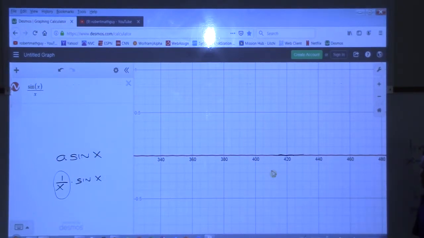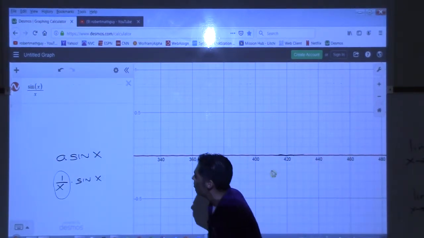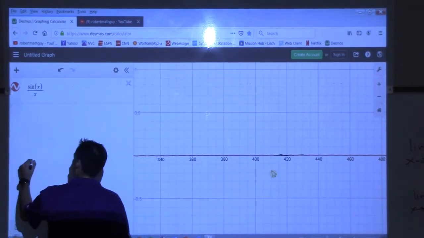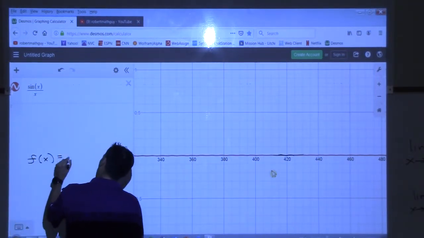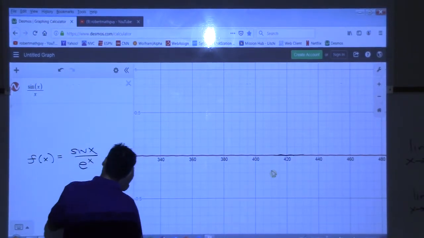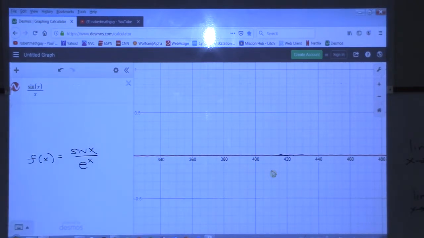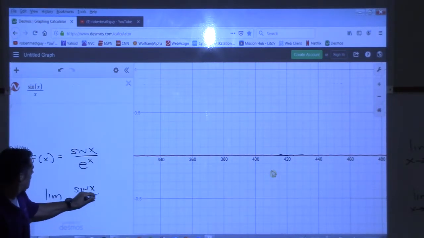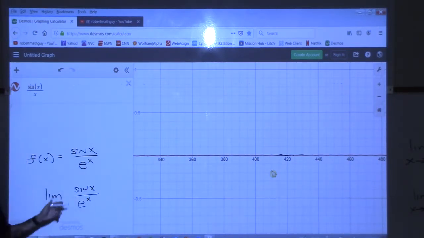Why are these useful functions? Let me show you another one. This one right here: sine x over e to the x. Now we haven't talked about e to the x much, but what would happen if I take the limit as x goes to infinity of sine x over e to the x? So we already know on the top it's bounded. It's just going to keep oscillating. But on the bottom, e to the infinity, that just means look at the e function.